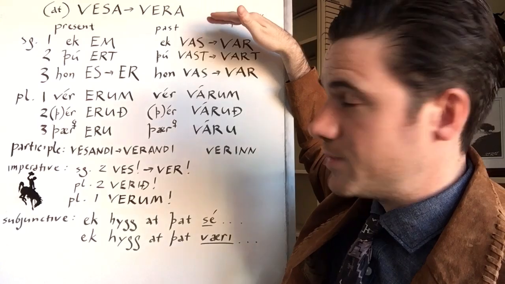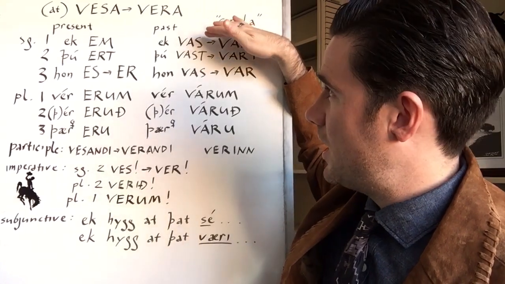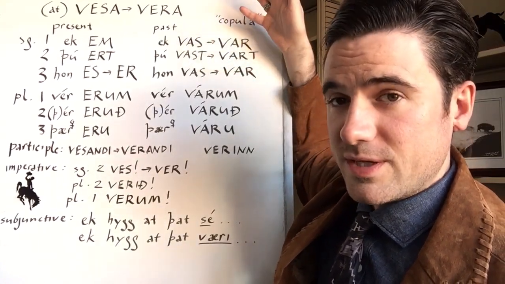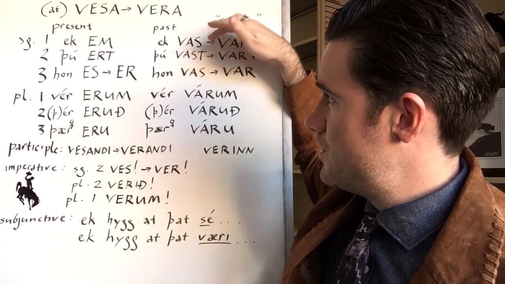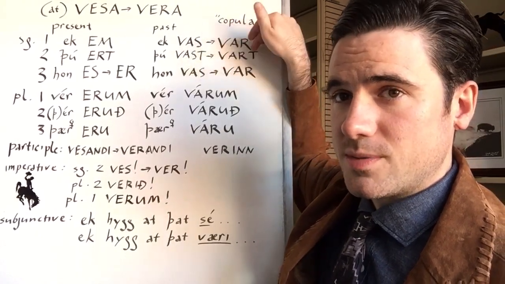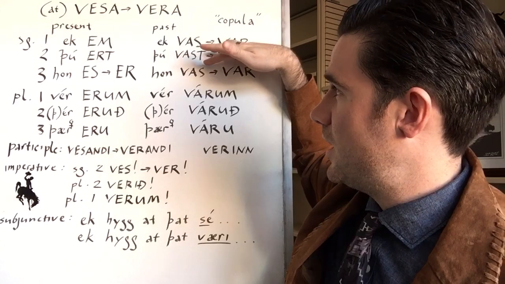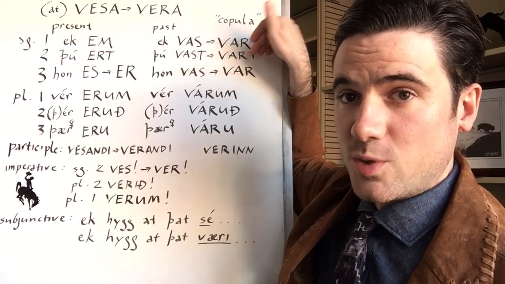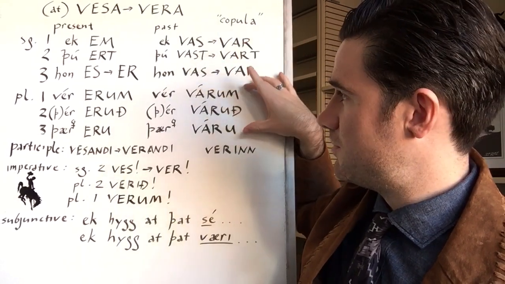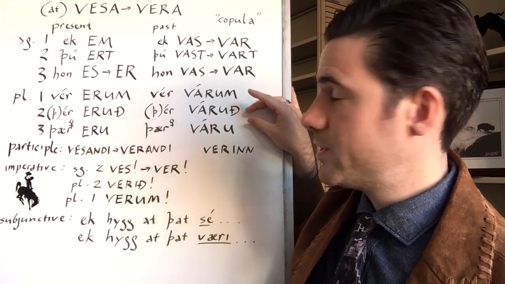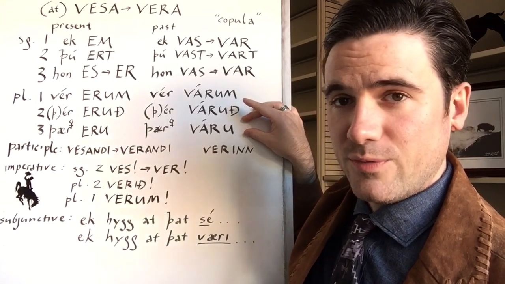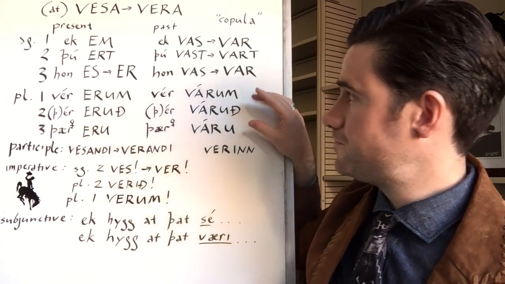Then in the past tense, we have five distinct forms. Ek vas, obviously related to English was. This becomes var after 1200. Þú vast, you were. This becomes vart after 1200. And hon vas, she was. This becomes hon var after 1200. And then the plural, vér vórum, we were. Þér vóruð, y'all were. Þeir vóru, they were.